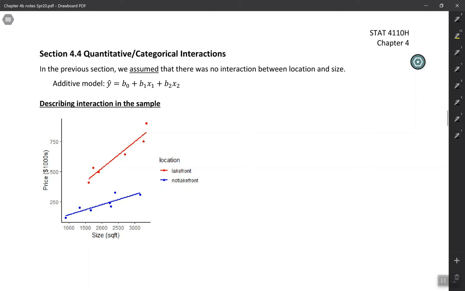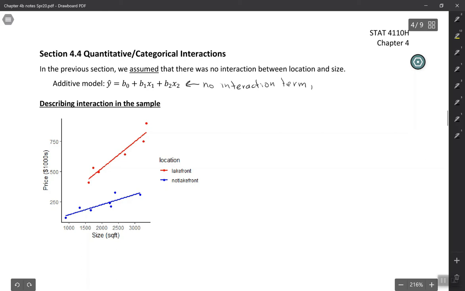So in the previous section, we assumed that there was no interaction between location and size. And that's because we were using an additive model. An additive model has two separate terms. You have the term for x1, which in our case is size, and the term for x2, which is location, and those are two separate terms. So in this additive model, there is no interaction term.